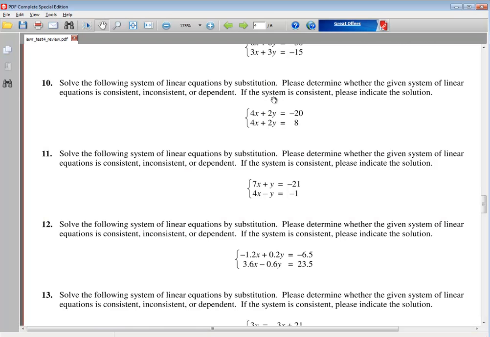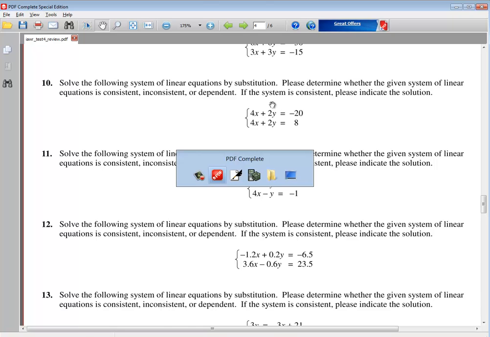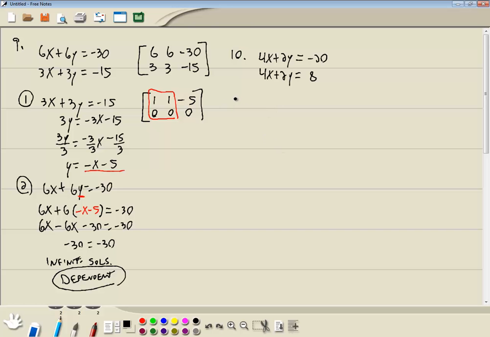Because they're again asking us to do it by substitution. So our first step, solve one of the equations for one of the variables. Second equation, we got 4x plus 2y is equal to 8. And we'll solve for y. So take 4x over, we get 2y is equal to negative 4x plus 8. Divide everything by 2. And we got y is equal to negative 2x plus 4.